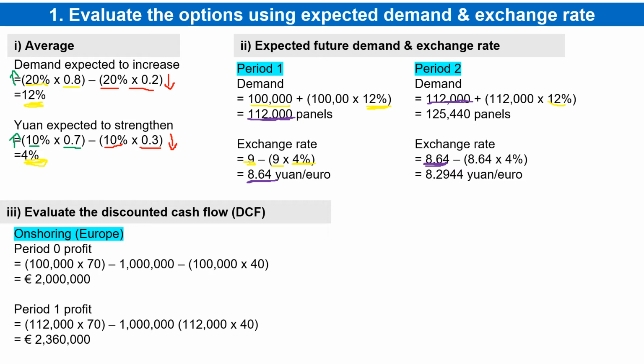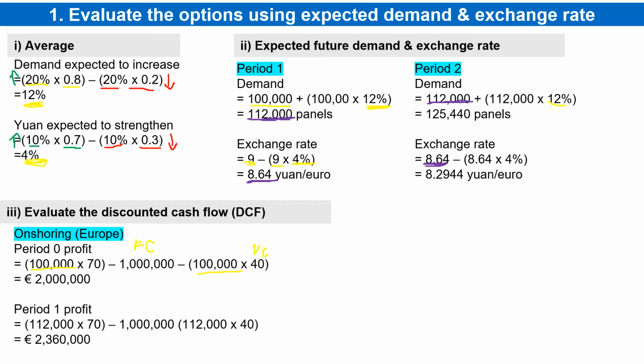So first, for the onshoring in Europe, for the period 0 profit, or the current year now, it is just the revenue minus the total cost. So the revenue is the demand 100,000 times 70, the price, minus the 1 million euro, the fixed cost, minus the 100,000 demand times the 40, the variable cost, and we got 2 million euro.